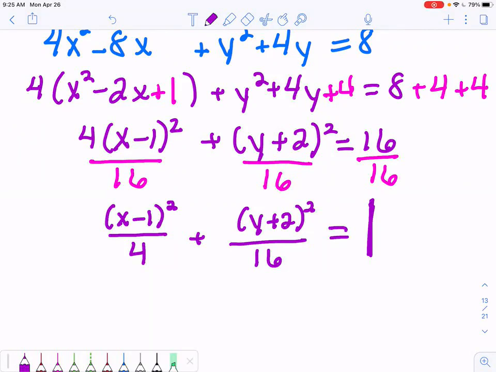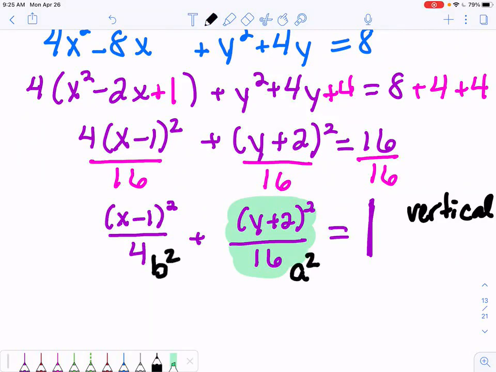So look at your standard form. Determine the direction of the ellipse. Cool, what direction are we looking at? And it is vertical because... excellent. So the 16 is under the y, it's the bigger value. So that means that the 16 is your a squared, the 4 is your b squared.